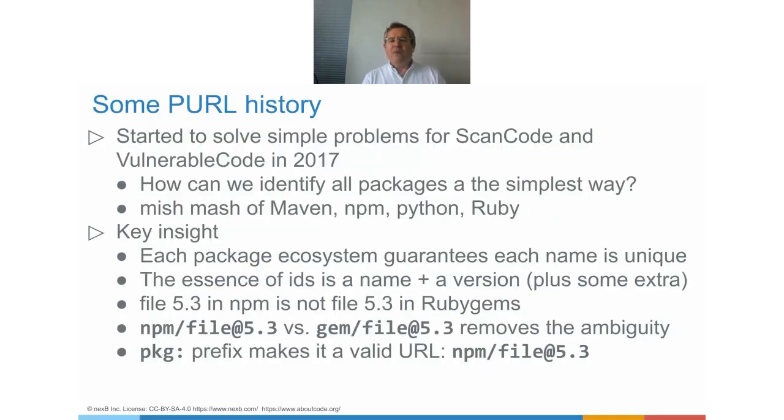So, a bit of PURL history. It started, we had a simple problem for ScanCode Toolkit, where we are parsing many package manifest and dependency lock files, and eventually with new tools also resolving dependencies. The problem was how to store very simply in the output of ScanCode the identifiers for each of these packages.